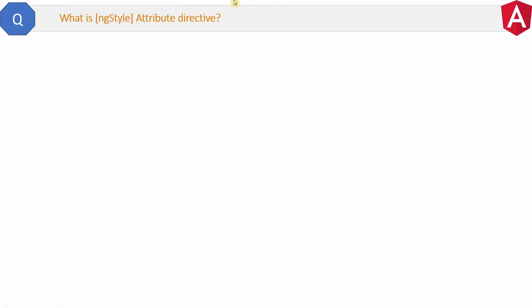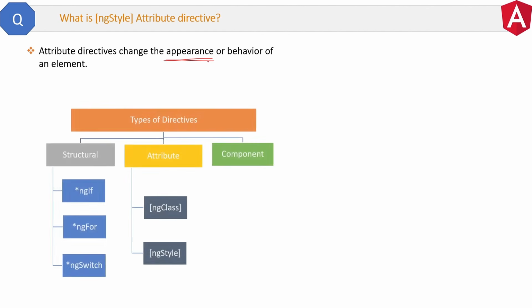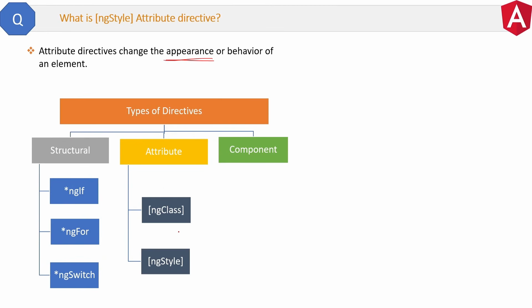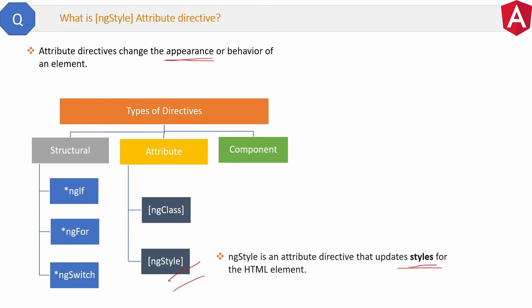What is ng style attribute directive? Let's first recap the attribute directive definition. Attribute directives change the appearance or behavior of an element. Now here are the types of directives and then the types of attribute directives. We will only focus on the ng style directive in this question. So what is the ng style directive? ng style is an attribute directive that updates styles for the HTML element. So this is the theory and one-line definition. Now let's see the code.